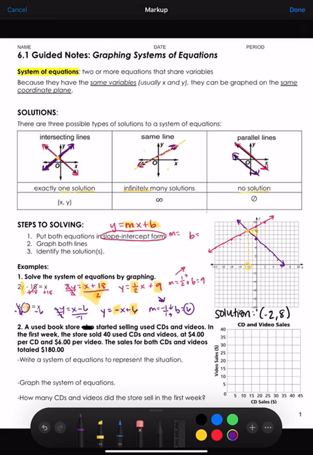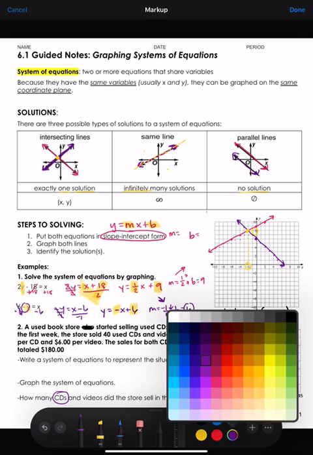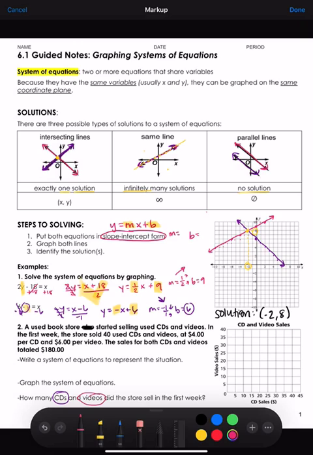So that's still possible. But in this case, it's asking me to write a system of equations to represent the situation, graph it, and find how many CDs and videos the store sold in the first week. So it wants me to solve for both. It's not telling me, oh, you sold 5 CDs, how many videos? Or you sold 2 videos, how many CDs? So I have to solve for 2 different things.